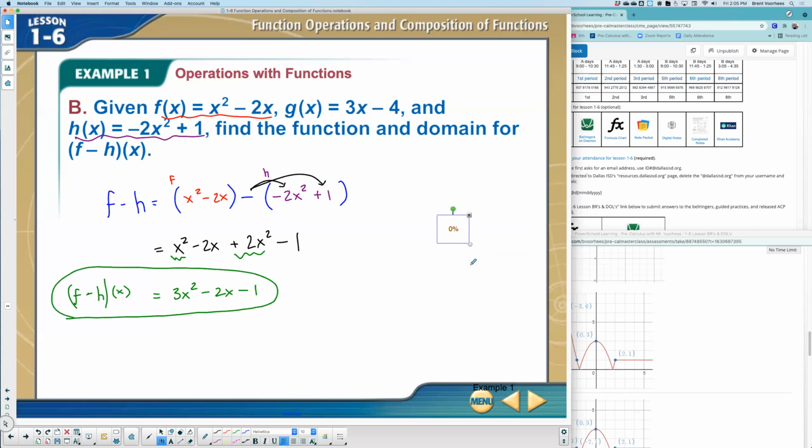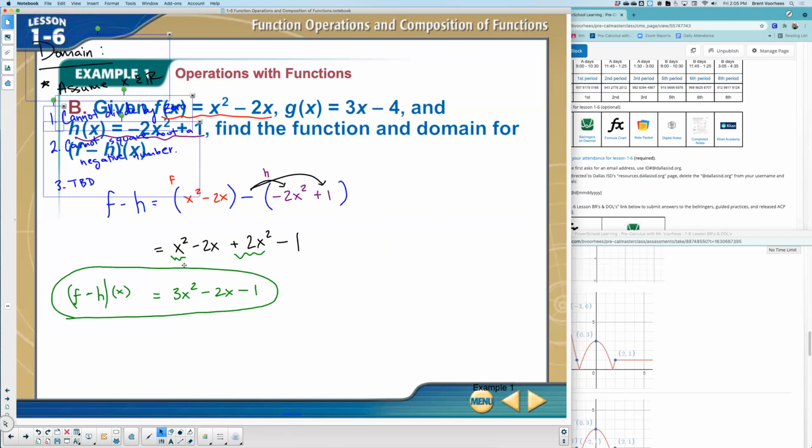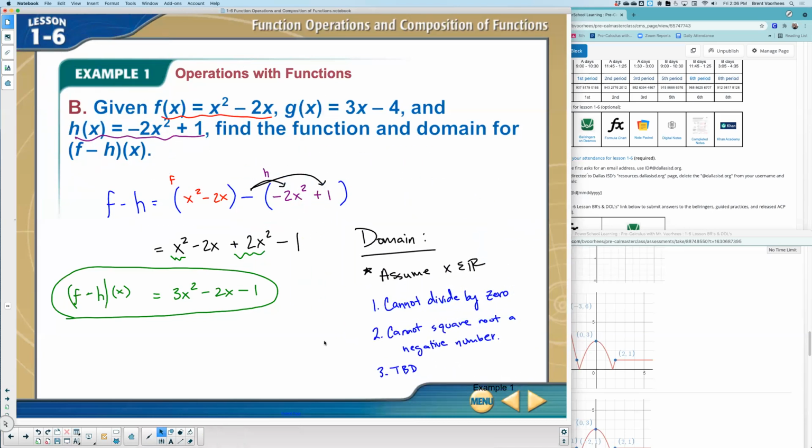So looking at those domain rules, sorry, hang on a second. Let me try this again. Copy, paste. Okay, looking at those domain rules, do you see any division?